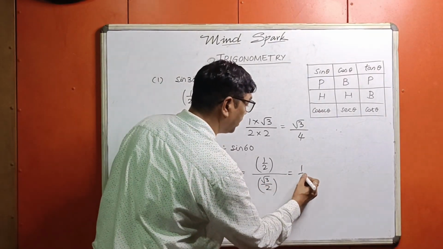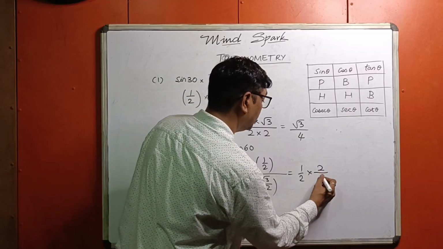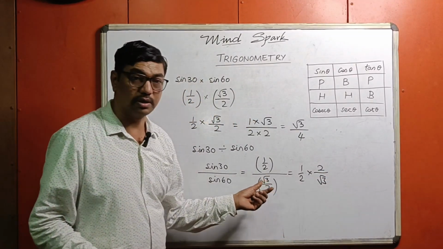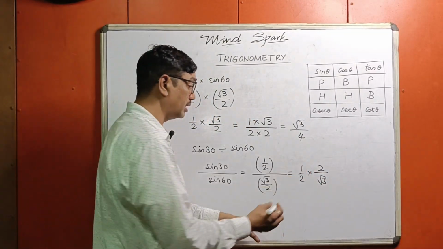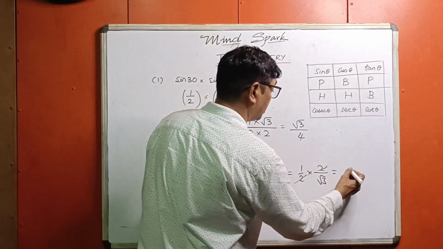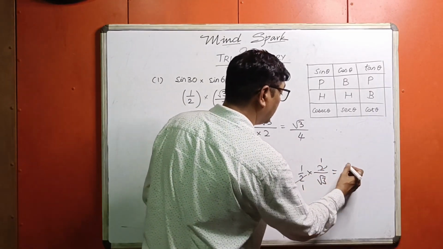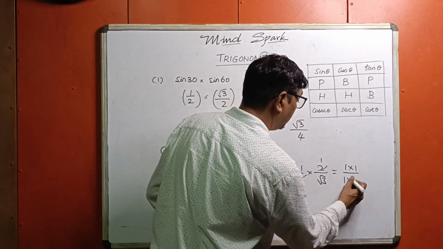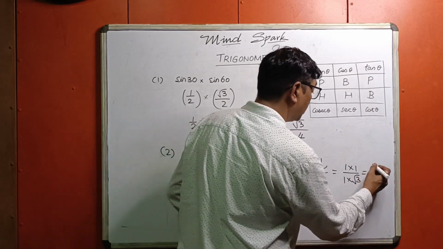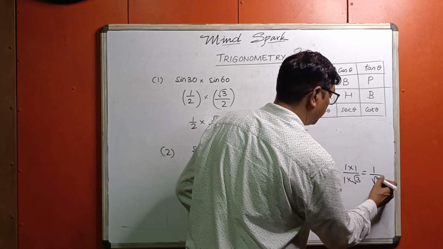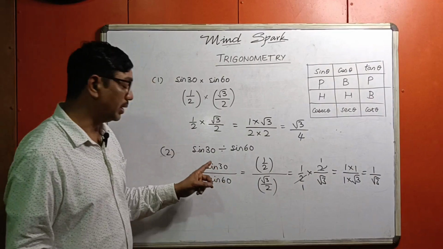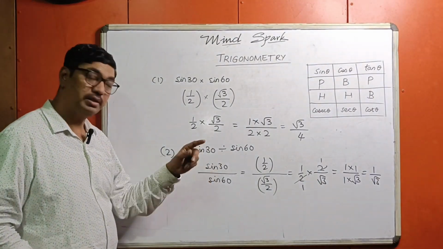So you have 1 by 2 into 2 by root 3. You have to take the reciprocal of root 3 by 2. Then 2 and 2 get cancelled. So what is left over? 1 into 1 by 1 into root 3, that is 1 by root 3. That is the value when you divide sine 30 by sine 60.